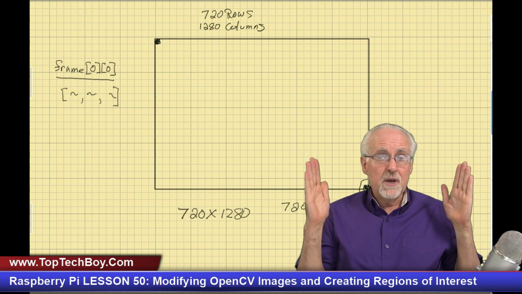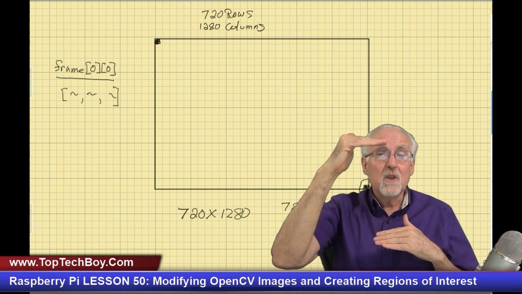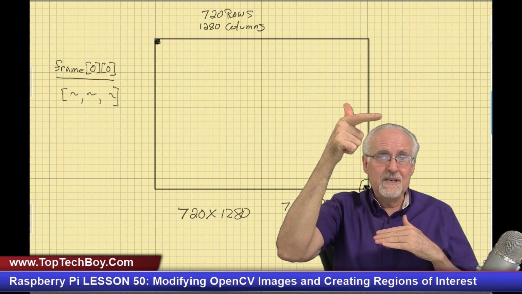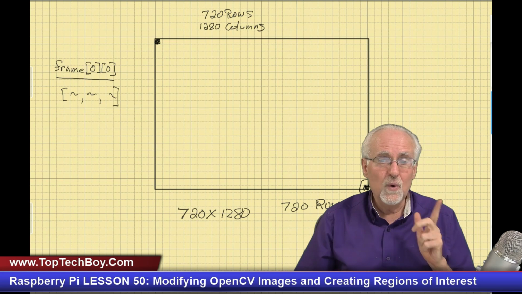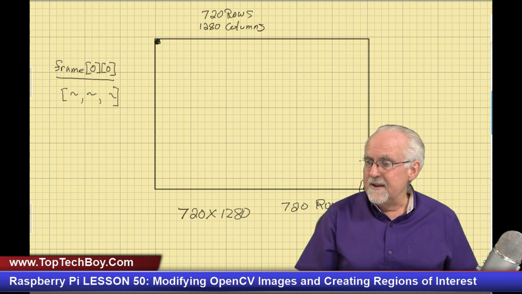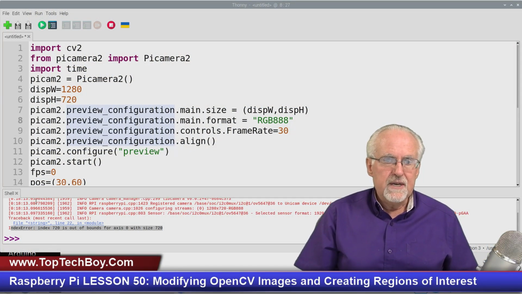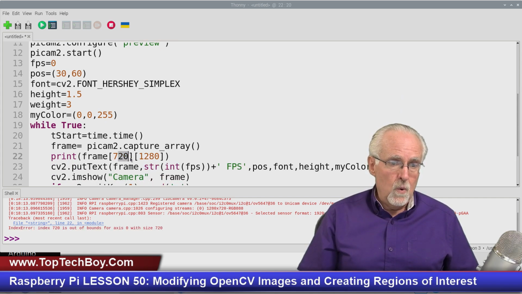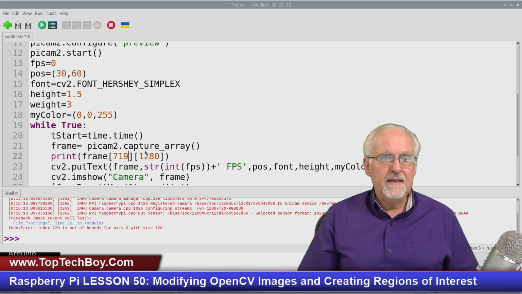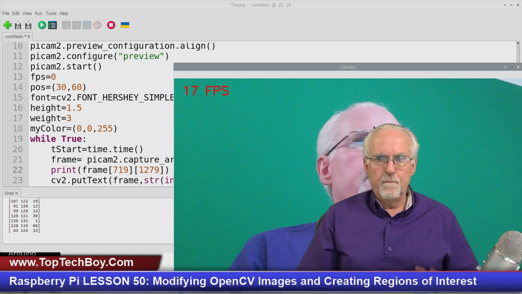How many pixels tall is the picture? It is 720. We started counting where? At 0. So the last row is what? It is not 720. It is 719. And that explains why we got an index out of range. And so if we want to look at that last row, that last row is not 720, it's 719, and that last column is not 1280, it is 1279, like that. And now if we run it, boom, it's working good.